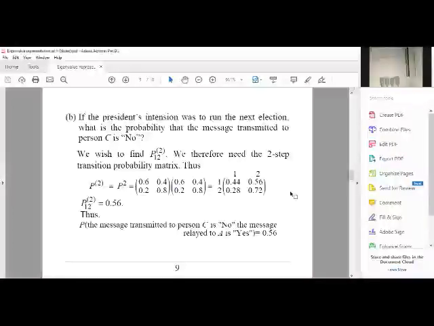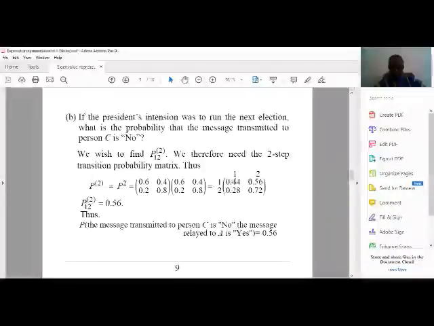So, Jeffrey, how will you interpret this 0.44? As in the probability of people that say yes and still remain yes will be 0.44. No, not exactly. The probability of yes and still remain yes is 0.6. The probability of yes and still remain yes to A is 0.6. The probability of yes and still remain yes to B, that's a third person, that's 0.44.